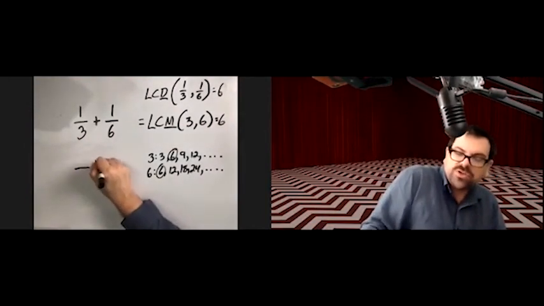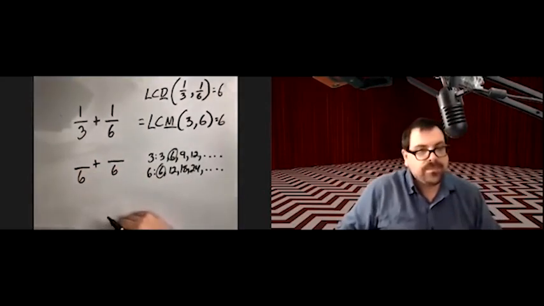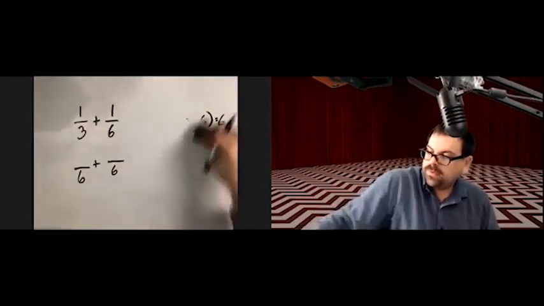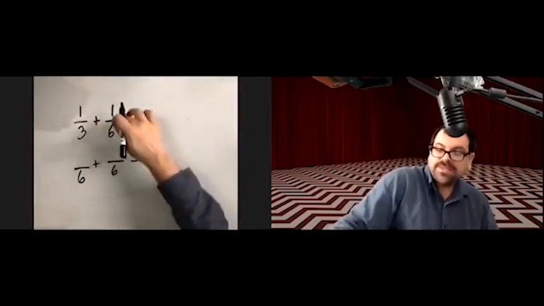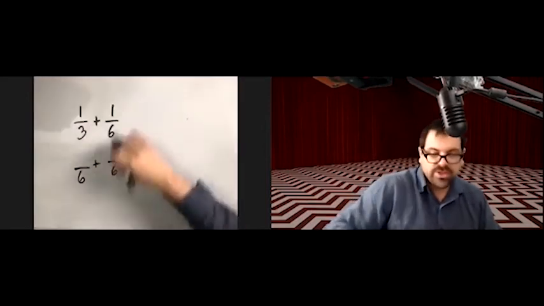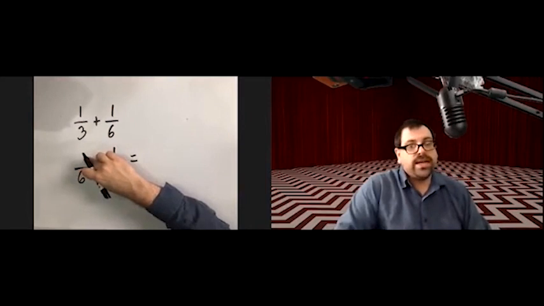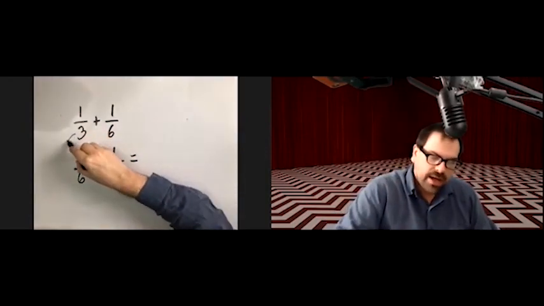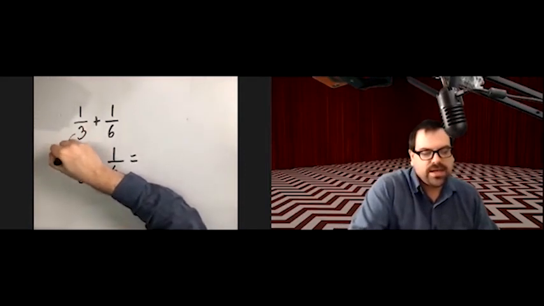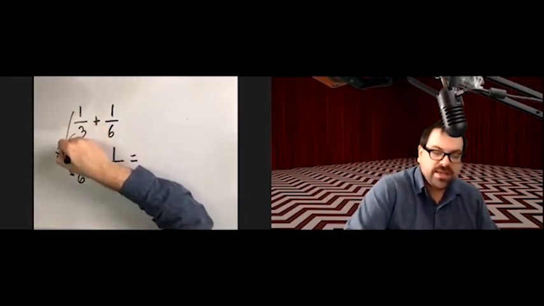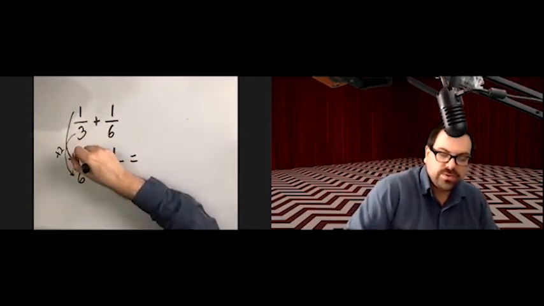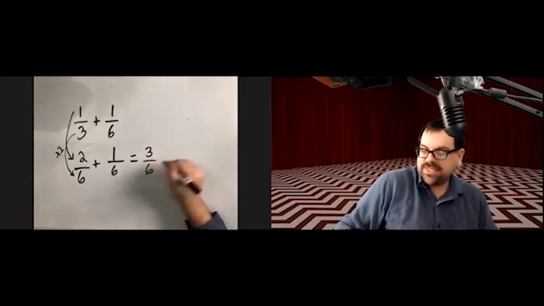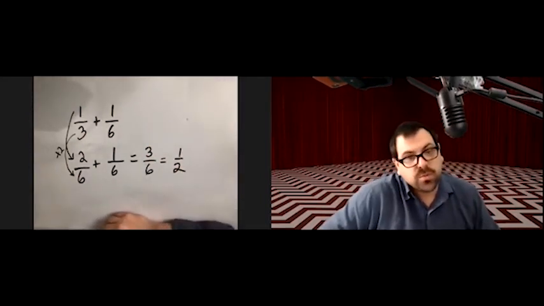That means we want to rewrite both fractions as sixths. The second fraction was already sixths. It was 1/6. We can just copy that down. We can't just put a 1 here because 1/3 is not 1/6. We have to ask ourselves, what did we multiply by? 3 times what is 6? Well, 3 times 2 is 6. So we do the same thing with the top number. 1 times 2 is 2. And then 2/6 plus 1/6 is 3/6, which we would then reduce to 1/2.